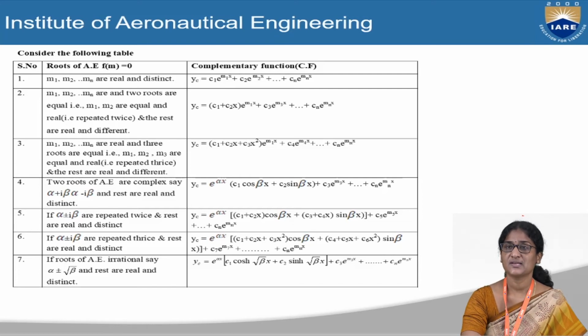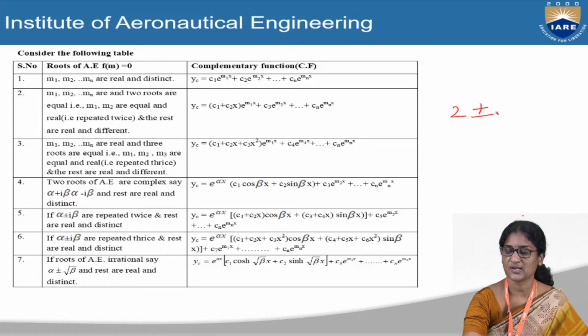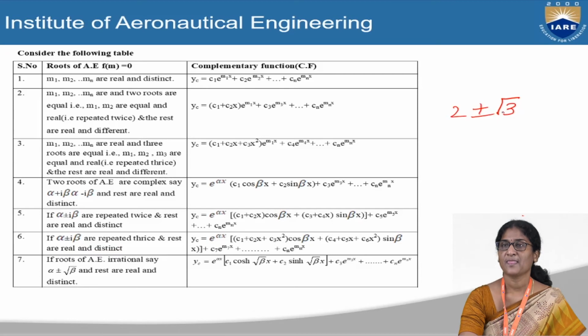If the root is a surd, it is nothing but a real number. Suppose plus or minus root 3, an irrational root, even they appear as a conjugate. When 2 plus 3i is a root, 2 plus root 3 is a root, then 2 minus root 3 will also be a root. Just like complex roots, even the surds appear as pairs. So how to write it?